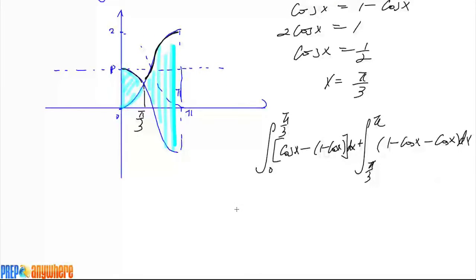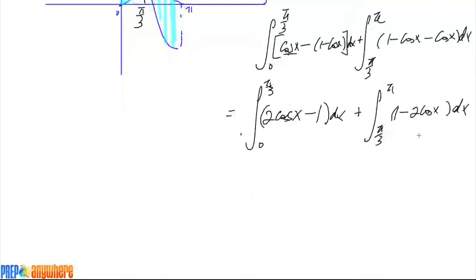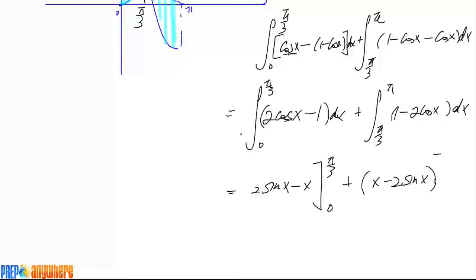Let's clean that up and then find the antiderivative, and we're going to have the area. So we have 2 cosine of x minus 1. And we have 1 minus 2 cosine of x. The antiderivative of that is going to be 2 sine of x minus x, and here it is going to be x minus 2 sine of x.